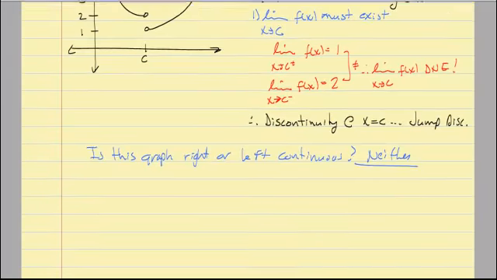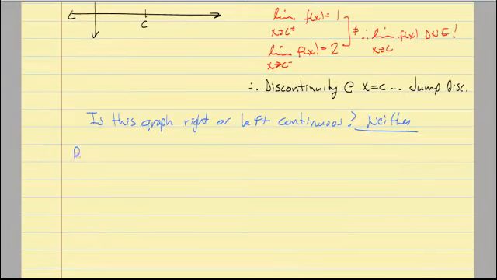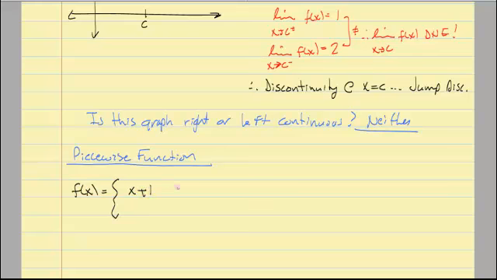Okay, let's go ahead and look at a piecewise function. Now for a piecewise function, usually the function looks different over different parts of the domain. So for this piecewise function, I'm going to define it as f of x equals x plus 1, but only for values of x that are greater than 1. And I'm going to let this equal 1 over x, but only for values of x that are greater than or equal to 1.